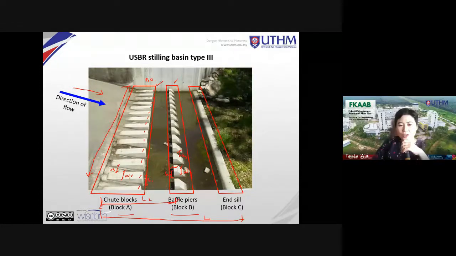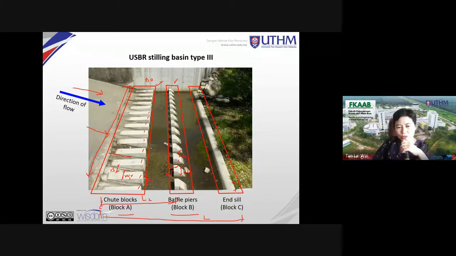And then you also have the end sill. For the end sill, you also need to know the height. Of course, you also have the slope here. This slope depends on the slope of your spillway. The chute blocks are placed on the spillway itself, on the sloping floor of the spillway.